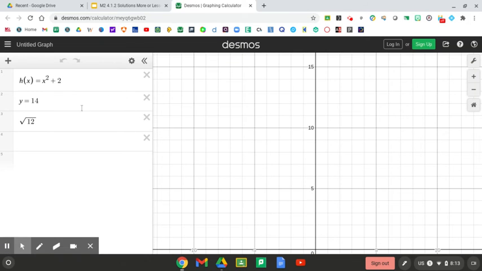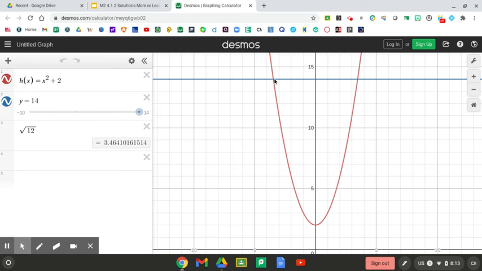when I graph h of x and then y equals 14, I see that they hit at both positive and negative 3.464. And I see that the square root of 12 is also 3.464. So this just shows that the intersection occurs at both positive and negative square root of 12.